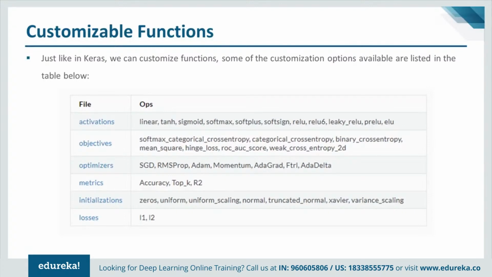Metrics like accuracy and top K. Top K is like what are the top K classes which have been predicted by the model. Let's say you have 10 classes. What are the top 3 classes your model is giving the highest probability to? Initializers, so zero is like you're initializing a weight to be 0. Uniform distribution, uniform scaling, normal, truncated normal, Xavier, variance scaling.